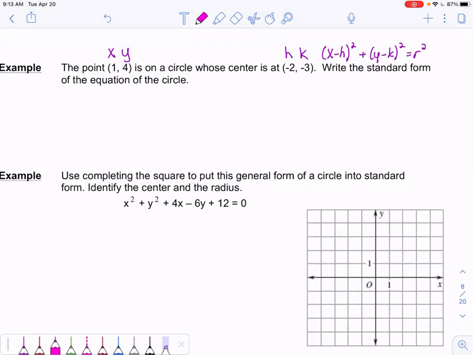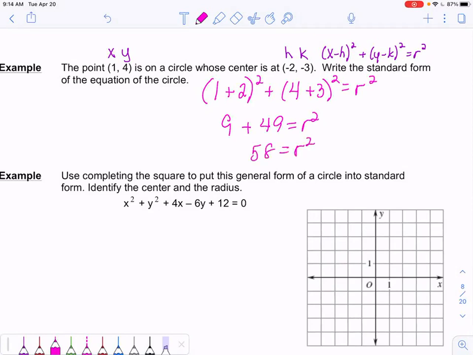So plug in 1 and 4 for x and y, and -2 and -3 for h and k. So x is 1, h is -2, but that becomes a +2. y is 4, k is -3, but that becomes a +3, and then that's equal to r squared. So Parker, 1 plus 2 squared becomes 4, and 3 squared. And add those together, you get, yeah.